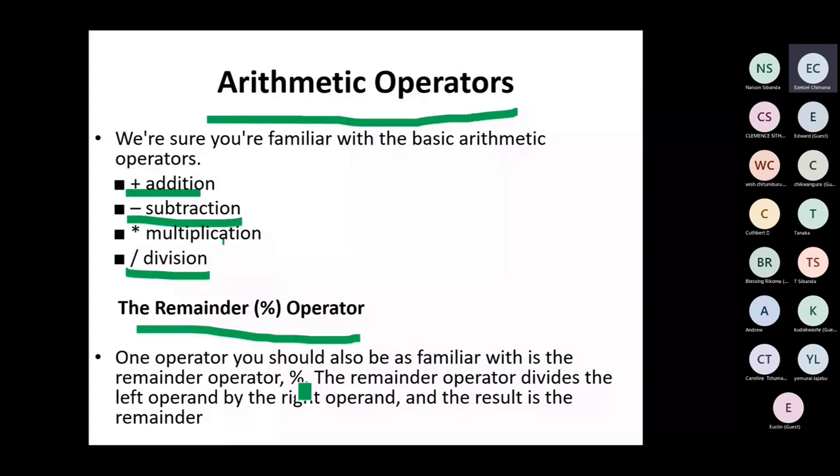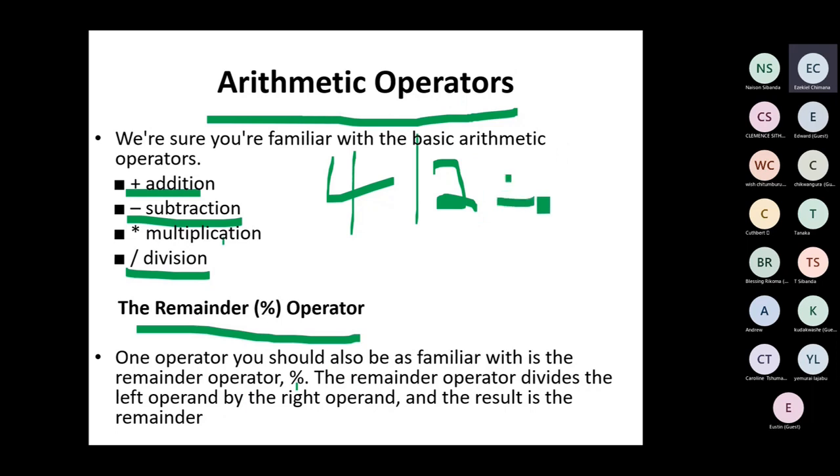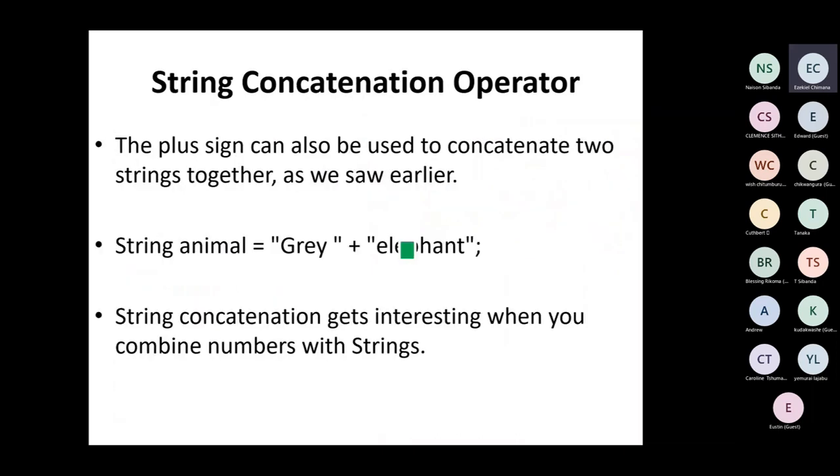One operator you should be familiar with is the remainder operator, or this percentage, or the modulus. The remainder operator divides the left operand by the right operand and the result is the remainder. Maybe we've got 4 divided by 2, and what we want here is the remainder, which will be 0. We will be asking you to find the remainder after dividing the numerator by the denominator. So it will return a remainder. Like here, 4 by 2 will return 0 as our answer. I don't know if there is any question there.